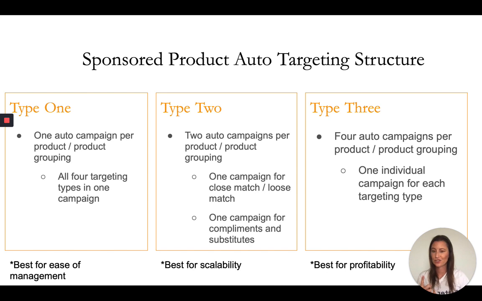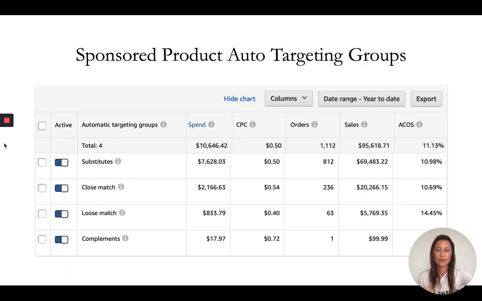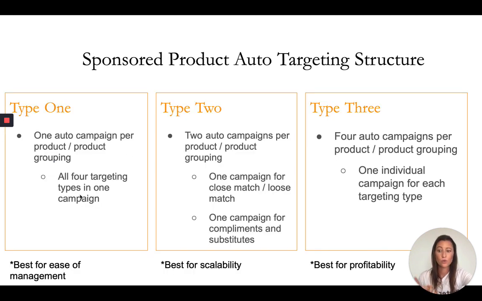First thing is to just turn on an auto campaign and let all 4 targeting types run, as you can see here. Still performs really well, Amazon's optimizing, but I can't necessarily scale any one targeting type that's doing best without turning off the others. So that's one strategy. It's best for ease of management.